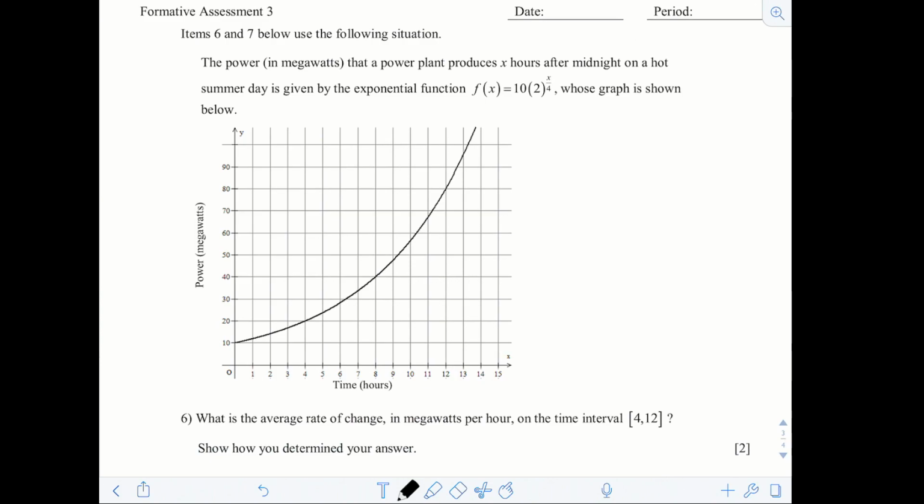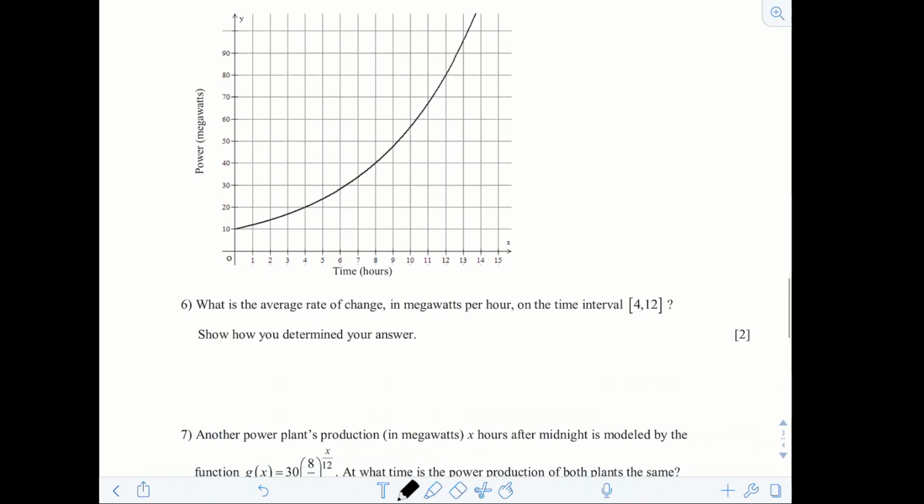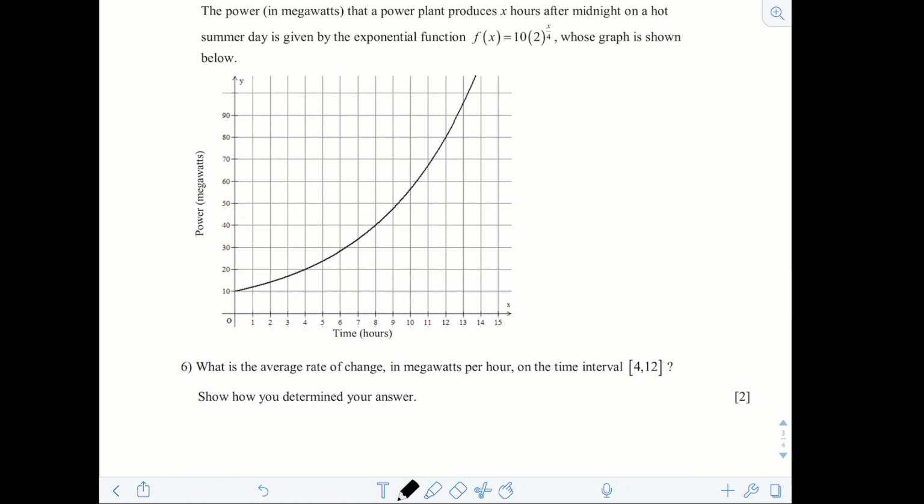Okay, so it says a power in megawatts that a power plant produces x hours after midnight on a hot summer day is given by the exponential function, which is that fancy equation. So what is the average change in megawatts per hour from the time interval 4 to 12, and then show your answer. So I'm going to make a mark at 4 and I'm going to make a mark at 12.